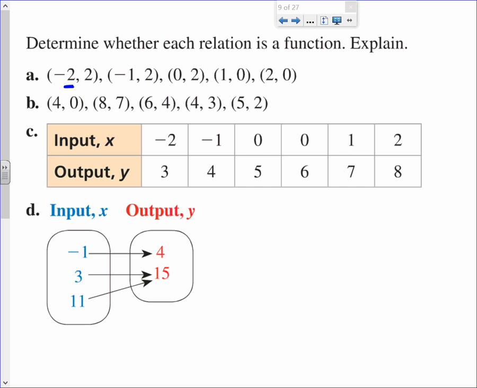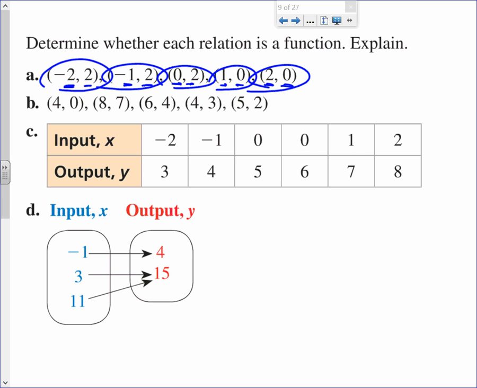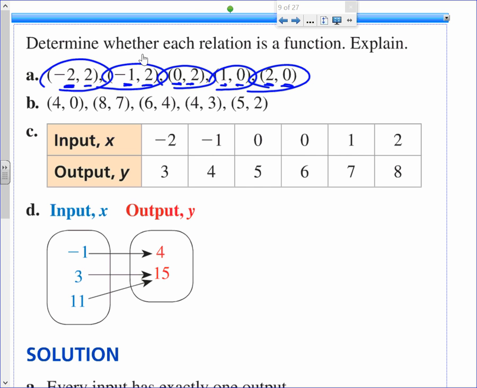So -2 goes with 2. -1 goes with 2. 0 goes with 2. 1 goes with 0. 2 goes with 0. For every input, is there exactly one output? In other words, is there any inputs that are repeated? So this input has exactly one output. So out of all the 5 points, every input has exactly one output, so this would be a function.